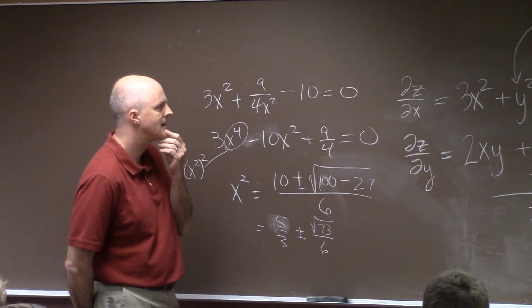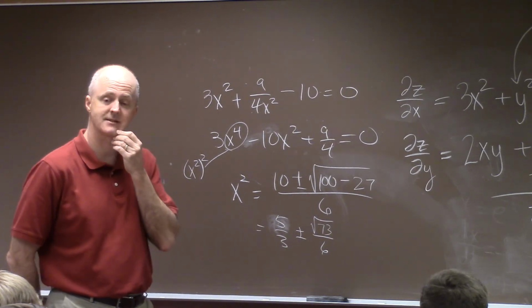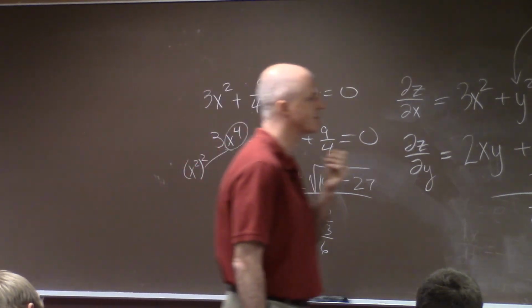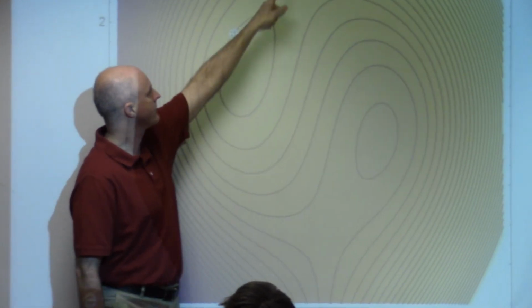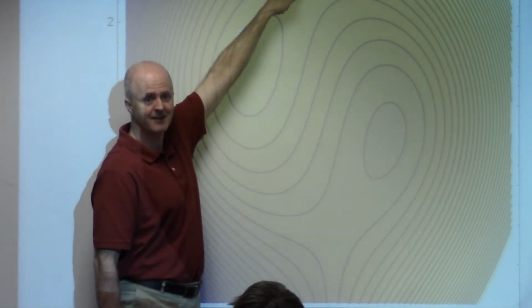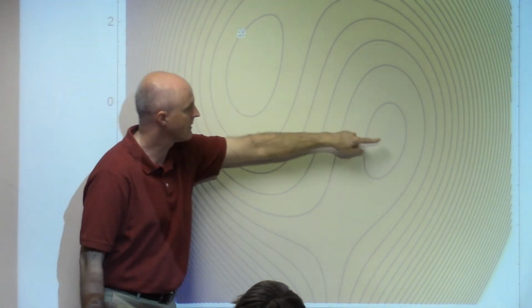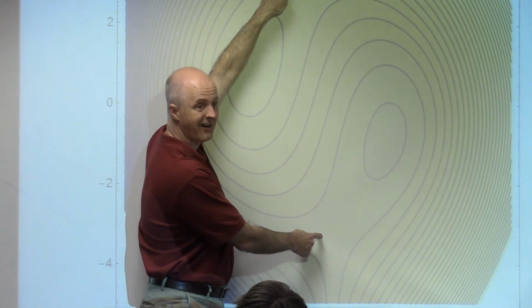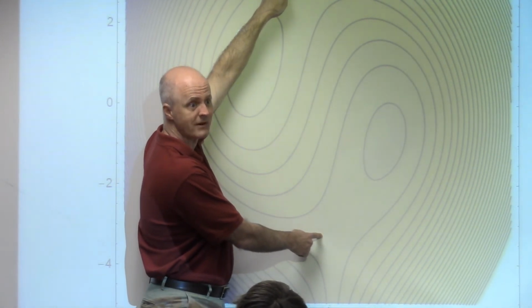And actually, that's making me realize there's actually 4 critical points. I should have realized that first. Actually, there's going to be a critical point right about there. Another one right about there. This one's going to be a local max. This is going to be a local min. These 2 critical points are going to be neither. They're called saddle points.